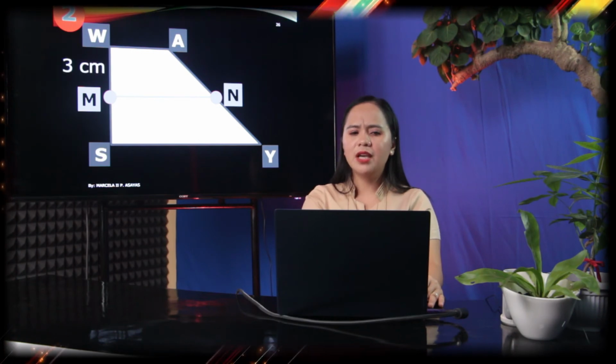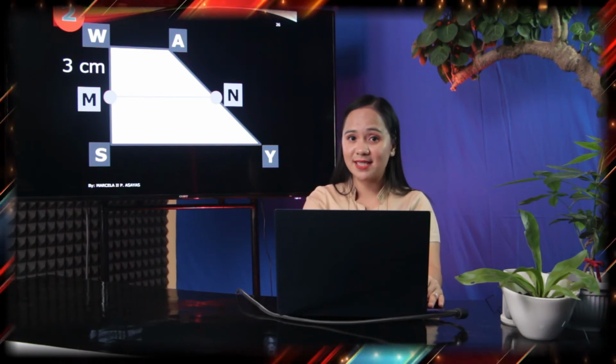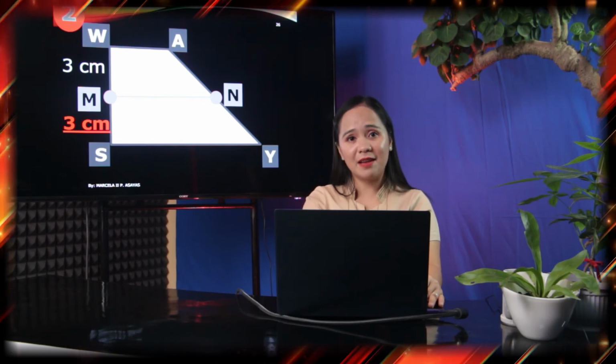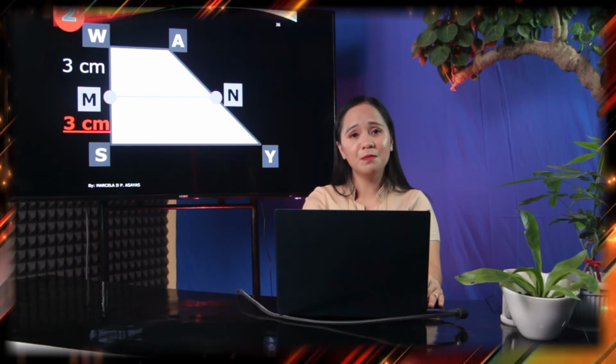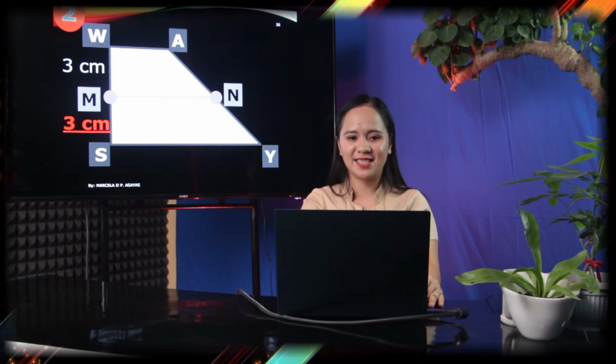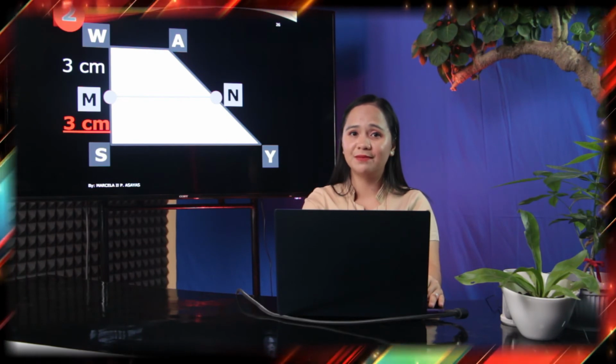Trapezoid WAYS with median MN, where M and N are the midpoints of legs WS and AY. If WM is 3 centimeters, how long is MS? You're right, it is 3 centimeters since M is the midpoint of WS, which means whatever the measurement of the WM will also be the measurement of the MS. How about WS? How long is WS?